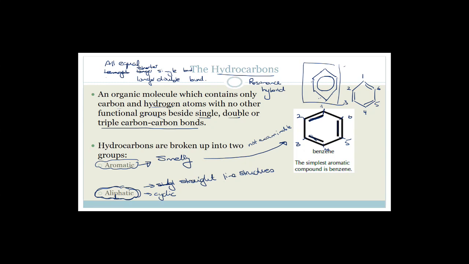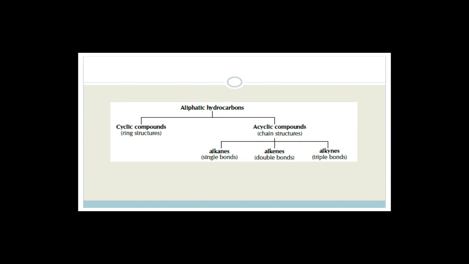Okay. That is examinable, and funnily enough, we do get cyclic hydrocarbons and cyclic carbon structures inside the straight line structures, but what they mean by that is that they don't have this resonance hybrid. Okay, so let's talk about the aliphatic hydrocarbons. Like I said, there are ring structures which are cyclic, and then there are acyclic compounds which are chain structures.